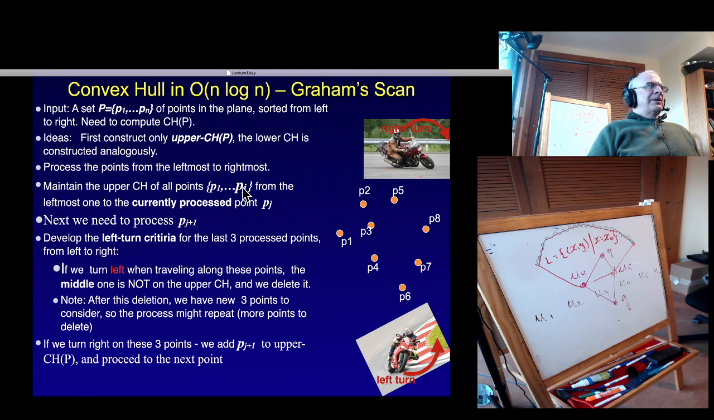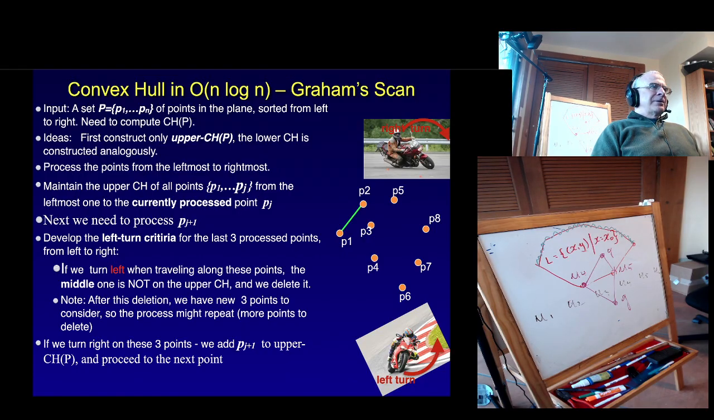So assume that by induction, I already computed the upper convex hull of all the points up to Pj, and Pj is the last point that I processed. Next, I'm going to add Pj plus 1. Remember, points are sorted from left to right. I'm going to add one more point, Pj plus 1, and I need to decide if the addition of Pj plus 1 changes in any way the upper convex hull.